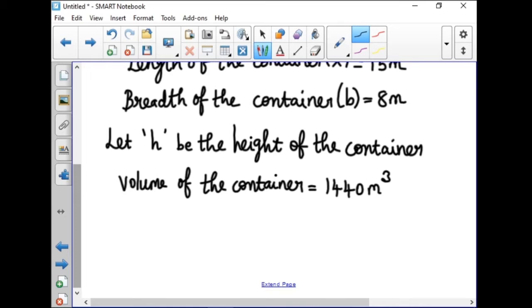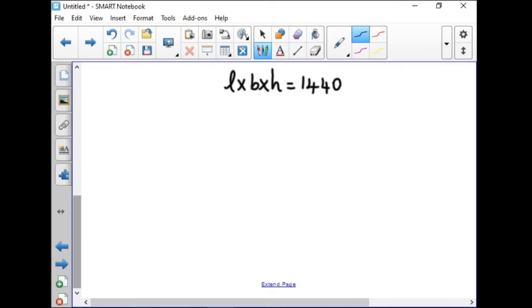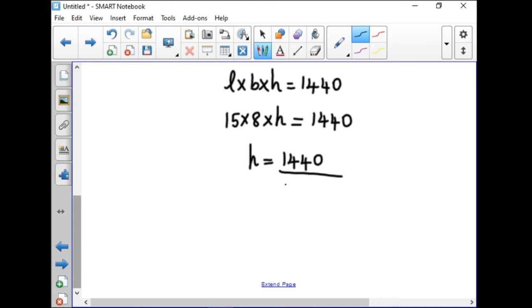So what is the volume of cuboid? That is L into B into H is equal to 1440. So we want to apply the L value and the B value. L value is 15 and B value is 8 and height we don't know. You can take it as H is equal to 1440. So we want to find the value of H is equal to 1440 divided by 15 into 8.